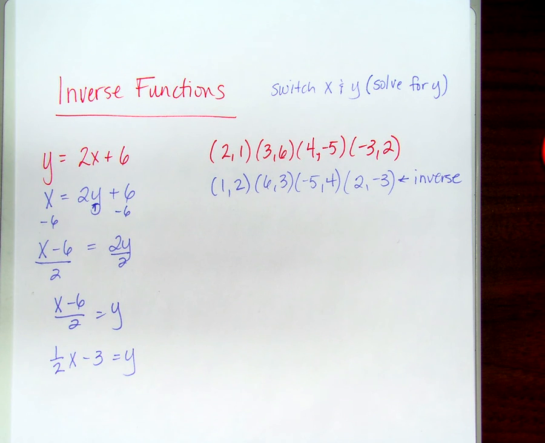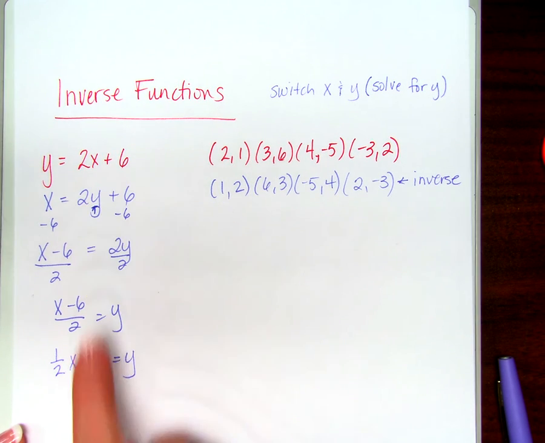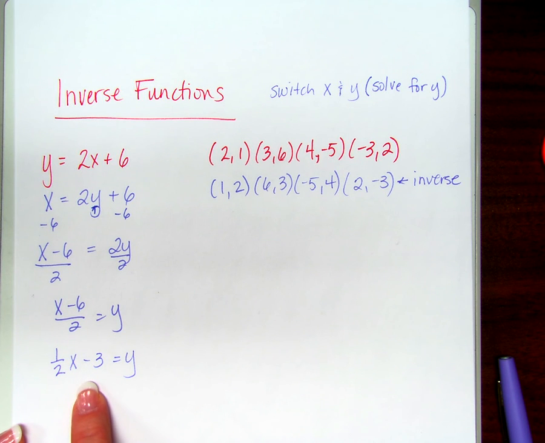Now, here's the deal. Some people freak out at this. They do not like it at all, because it's not y equals. It's 1/2 x minus 3 equals y. Are you going to be okay that it's not in the quote-unquote right order? If you need to go ahead and write y equals 1/2 x minus 3, you just go right ahead. That is okay. But it's not required. You can leave it just like that. So if this is the function, then what is this? It's the inverse.